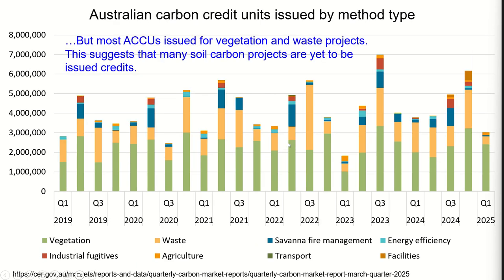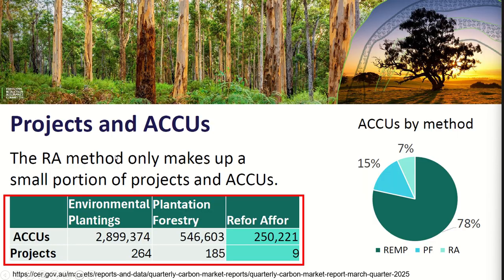If you look at the actual carbon credits that have been awarded to projects, the greatest has been tree carbon, so carbon in vegetation, so these green bars, and the actual legend has changed here since the last slide, so these yellow bars are now waste, not soil carbon. So the most carbon credits have been awarded for vegetation tree-based projects, to a lesser extent waste.